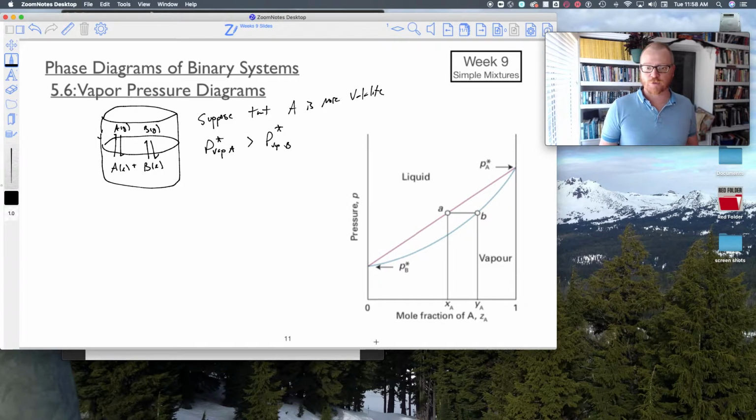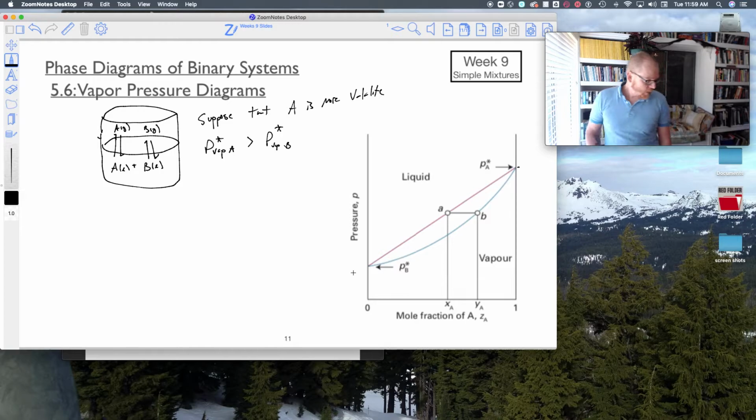Okay, so if you notice, we've got another mole fraction diagram going on. Mole fraction of A at 0, mole fraction of A at 1. So when the mole fraction of A is 1, that means the solution is pure A. And you can see here, right, the vapor pressure of pure A is greater than pure B.